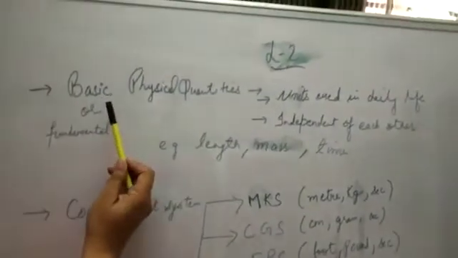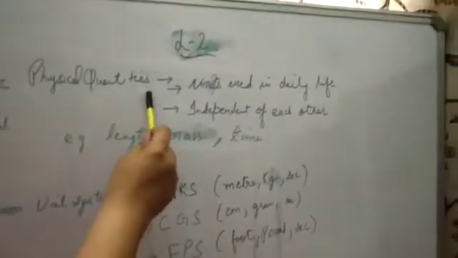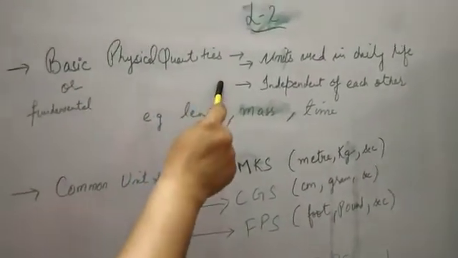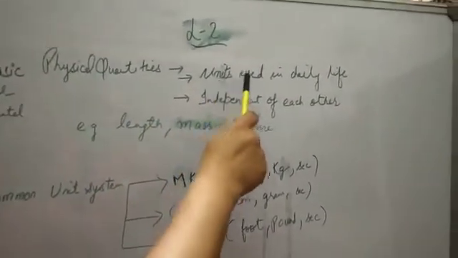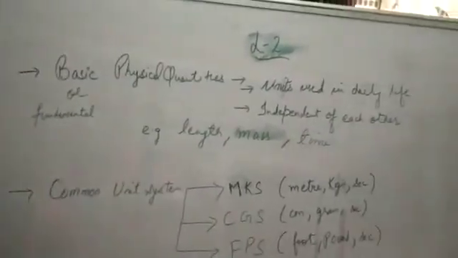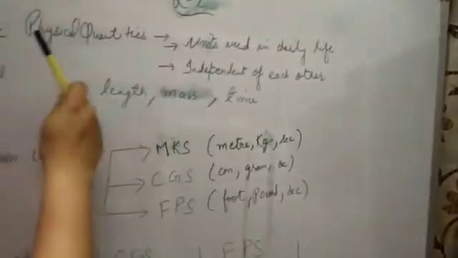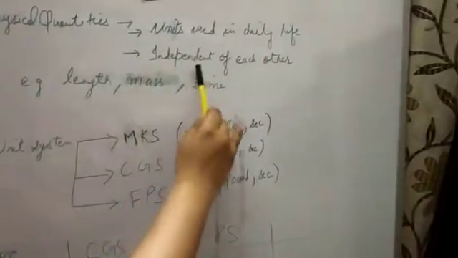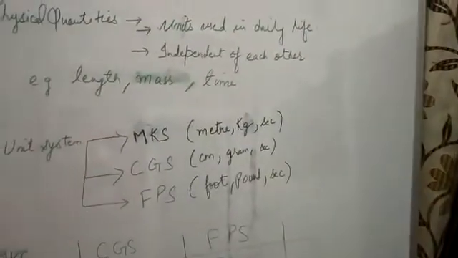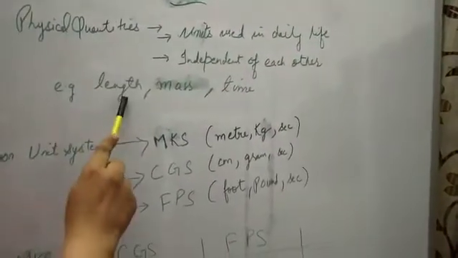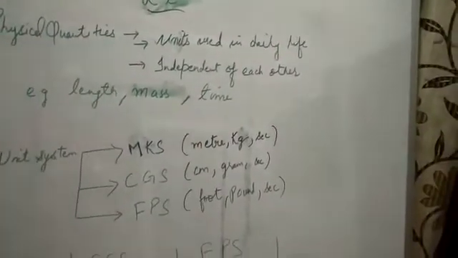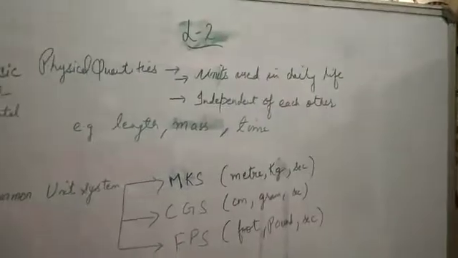Yes, next is basic physical quantities. What are basic or fundamental physical quantities? Units used in daily life are known as basic or fundamental physical quantities. They are independent of each other. For example, length, mass and time are commonly used physical quantities.